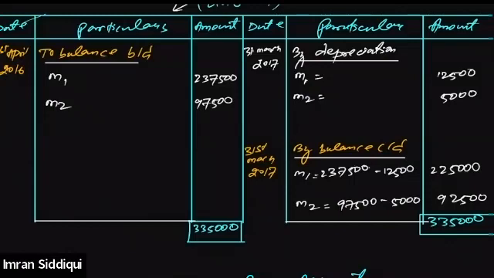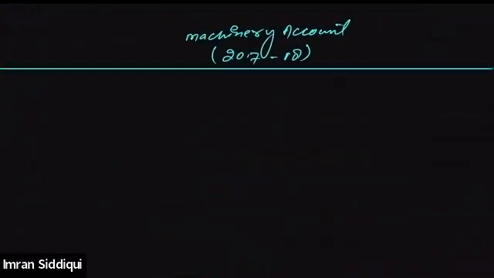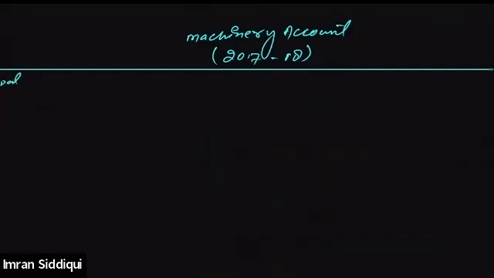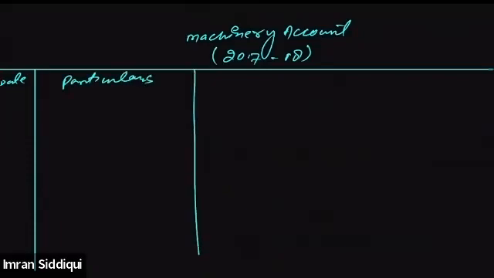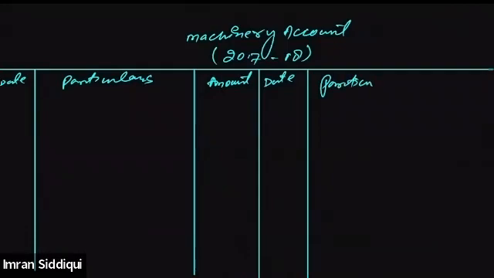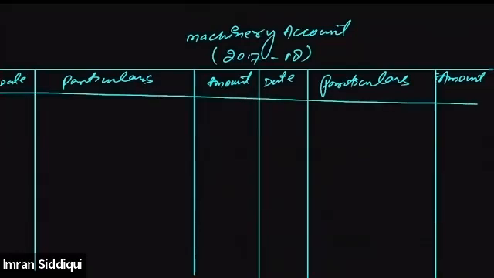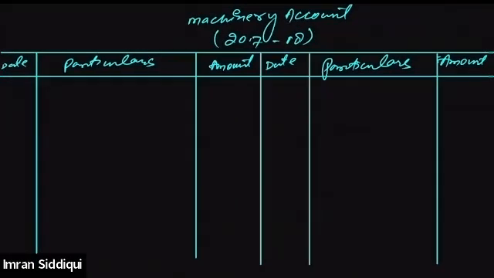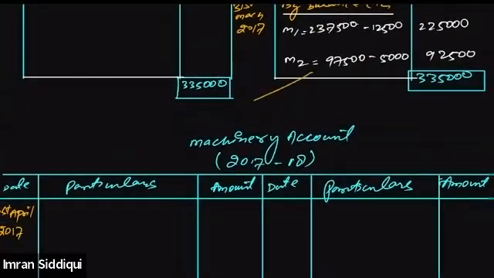Yes, sir. Done. Okay then. So now let's prepare the account for the next year. Date, particular, amount, date, particular, and amount. Okay. Now we'll start with the opening balance. 1st of April 2017. Closing balance of the previous year will be carried forward to the next year.